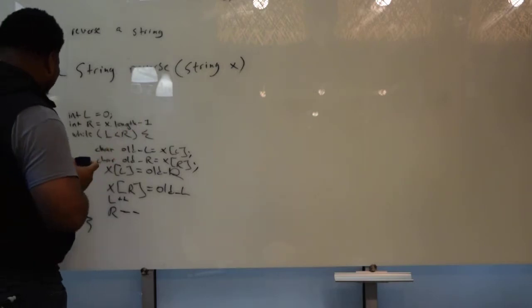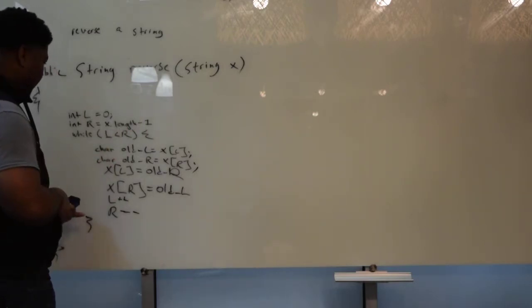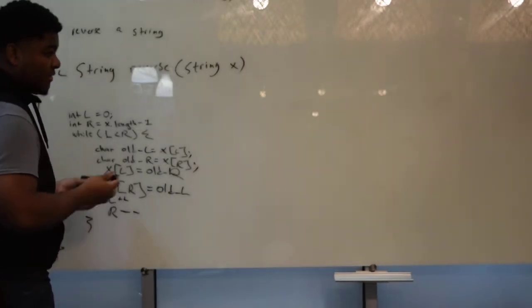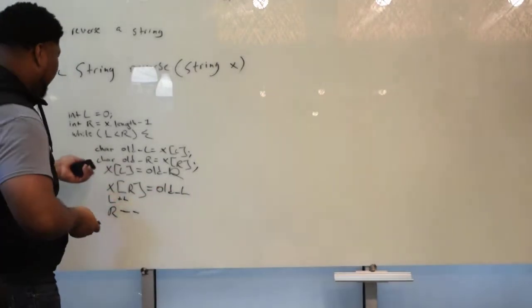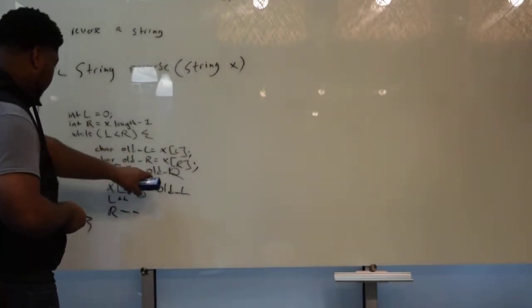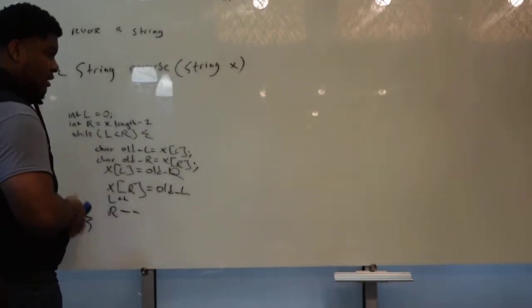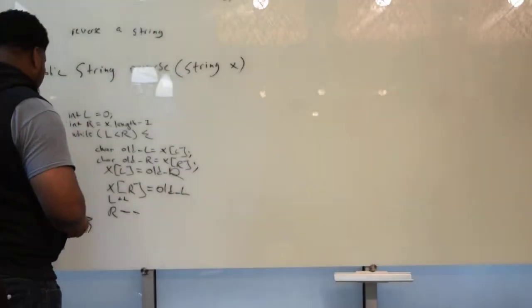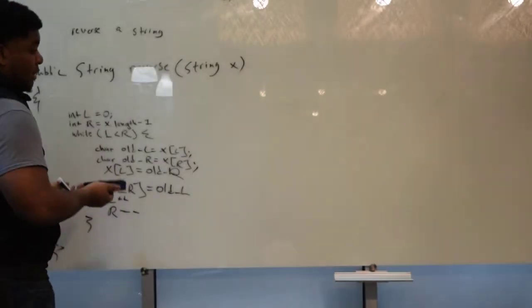So, logically, and why algorithms are language agnostic, this works. Take the old L, take the old R, set it equal to that, set it equal to that, plus plus, minus minus. Perfect. L is less than R. Perfect. Okay? Now we gotta write it for Java.